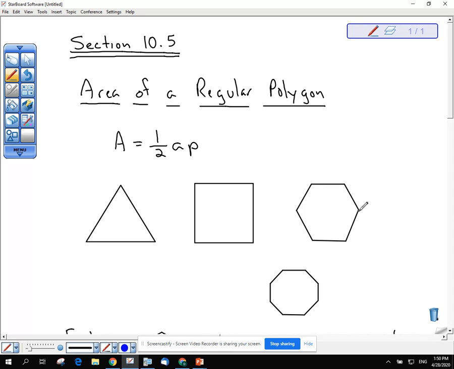In fact, these are all regular figures, right? Equilateral triangle is regular, it just has a special name, equilateral. A square, of course, is a regular figure. All the sides are the same length, all the angles are the same measure, and then regular hexagon.